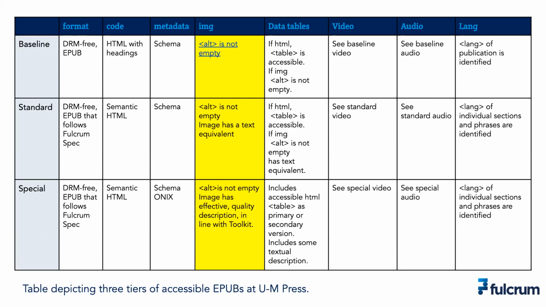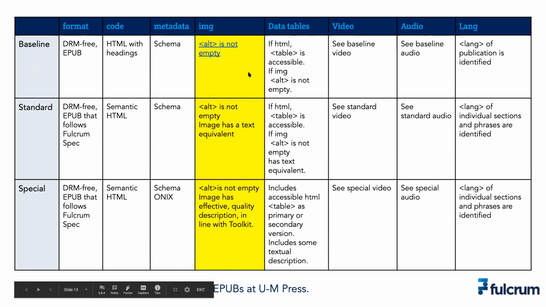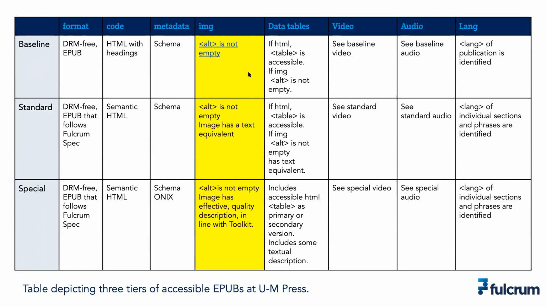So based on time or resources or funding or other challenges with the content that we get from book to book, we created three tiers of accessible EPUBs and set a baseline, as you see in the very top here, of what we were not willing to go under. And you see I've highlighted here the image column, and our baseline is that all of our books would have some form of alt text in them. And this could be very simple or basic alt text.